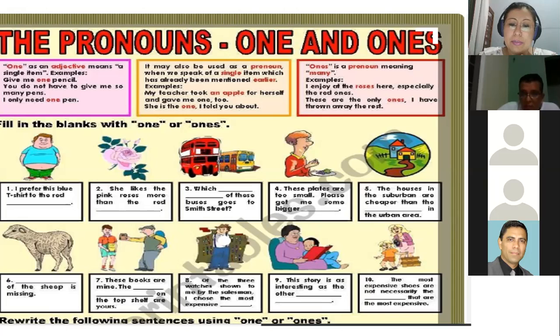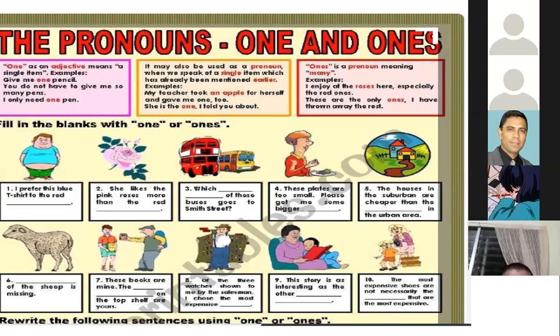Okay. This story is as interesting as the other. As the other one or ones? One. This story is as interesting as the other one. Ones. Aquí sí va plural. Esta historia está interesante, como las otras, ¿verdad? As the other ones. Aquí se lleva eso.